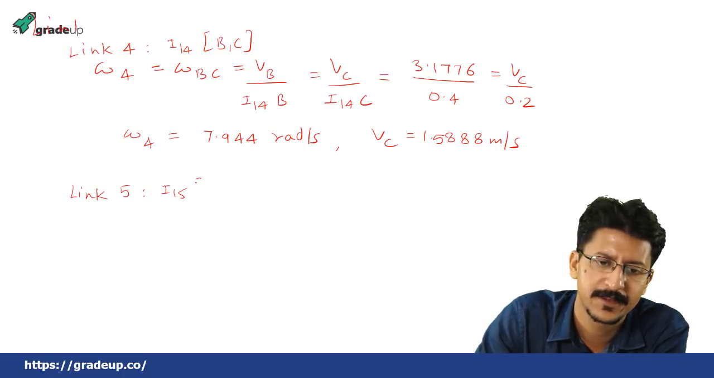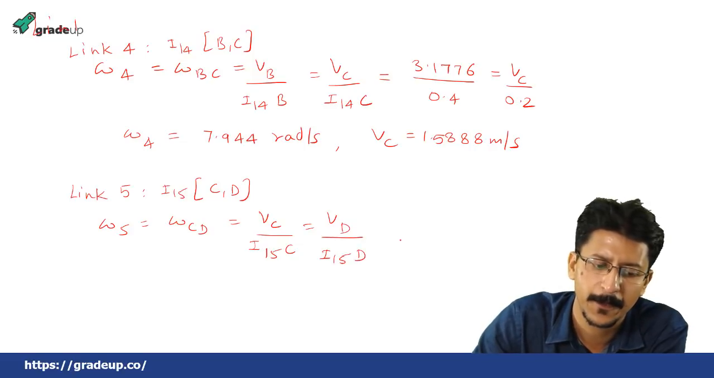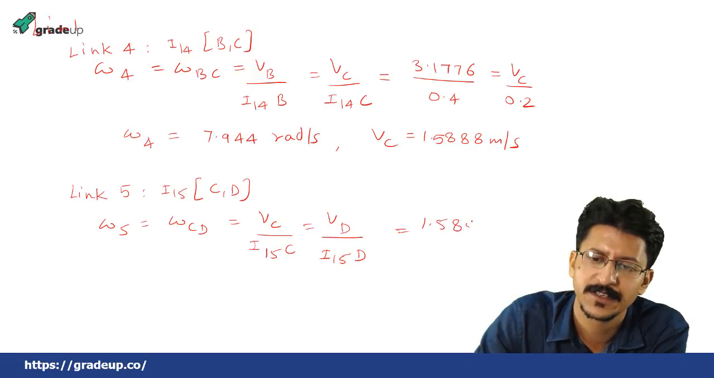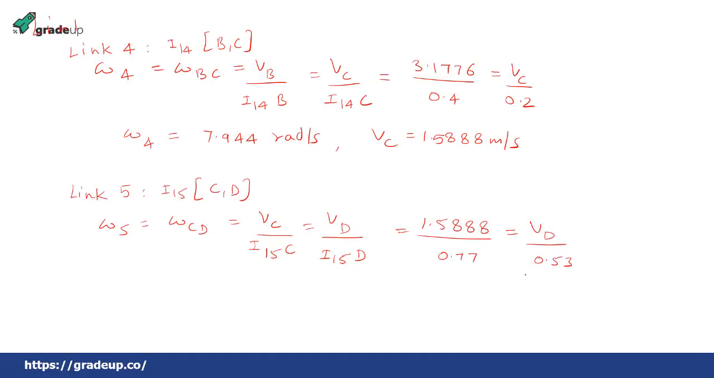Okay, then for the next link, link 5, that is I15, this will take the points C and D. So omega 5 equal to omega CD equal to VC upon I15C equal to VD upon I15D. VC has already been calculated as 1.5888, upon this length 0.077, equal to VD upon 0.53. So omega 5, that is omega CD, is 2.0633 radians per second, and VD is equal to 1.0936 meters per second.